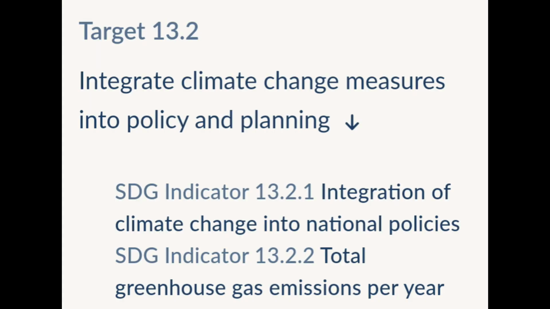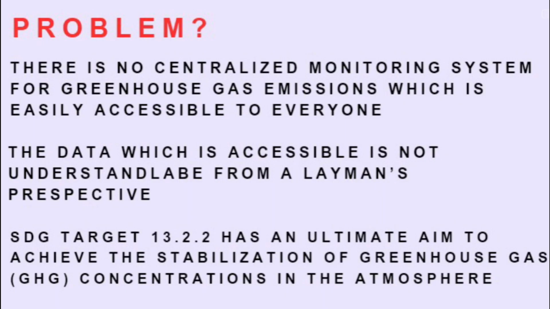So what's the problem? There is no centralized monitoring system for greenhouse gas emissions which is easily accessible to everyone. The data which is accessible is not understandable from a layman's perspective. The SDG target has an ultimate aim to achieve the stabilization of greenhouse gas concentration in the atmosphere. But it is only possible until and unless we get the exact amount.